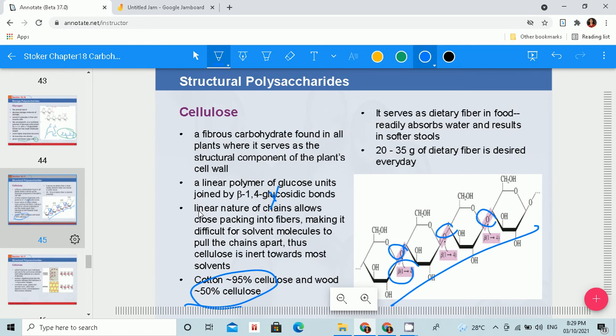Okay, so we have this one. It is a dietary fiber, cellulose, because it came from plants also, and it absorbs water and results in softer stools. Then we have 25 to 35 grams of dietary fiber desired every day. Okay, because of cellulose.